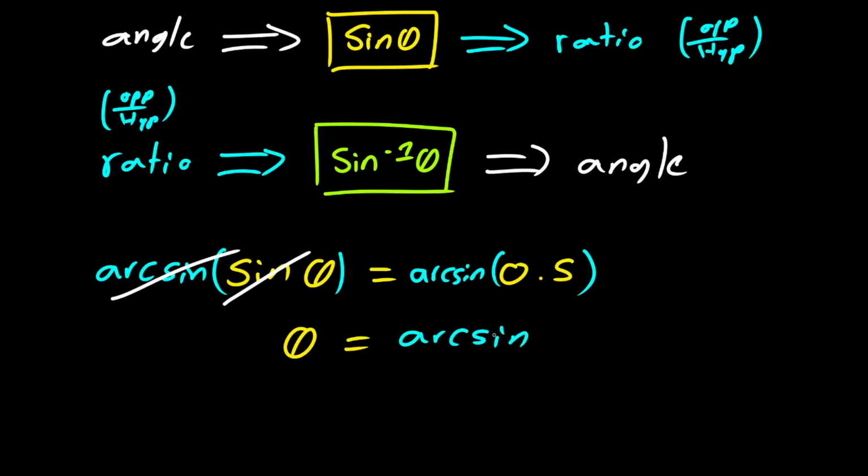arc sine of 0.5. How do you solve for these arc sines and arc cosines and arc tangents? Well, just look on your calculator. Usually, they have the inverse functions already on. So in this case, we want arc sine of 0.5. So inverse sine, 0.5, and we end up getting our answer. Theta is equal to 30.